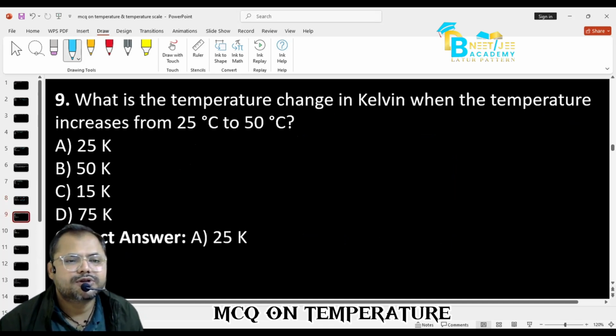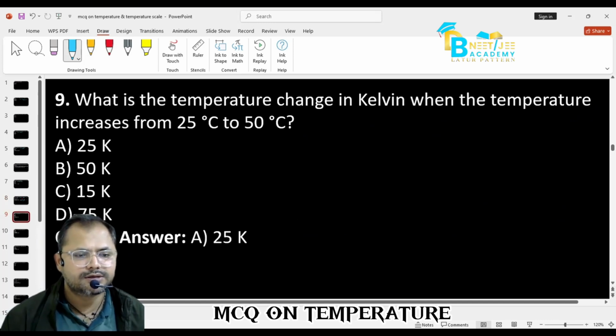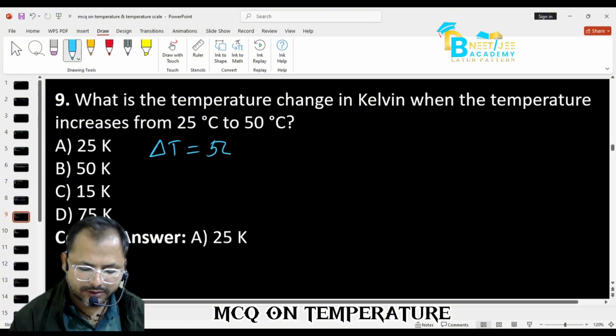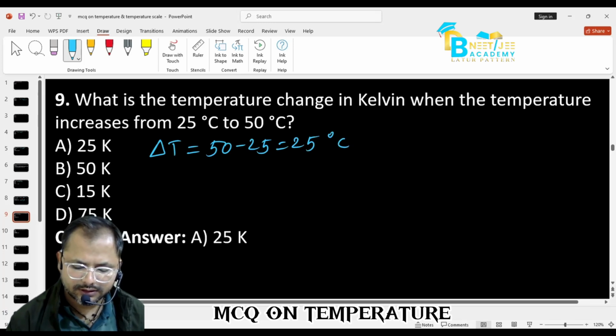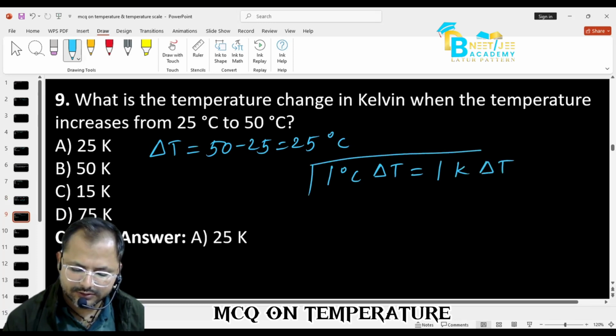What is the temperature change in Kelvin when the temperature increases from 25 degrees Celsius to 50 degrees Celsius? So the change in temperature is equal to 50 minus 25, equal to 25 degrees Celsius. Remember one thing, a 1 degree Celsius change in temperature is equal to a 1 Kelvin change in temperature. This is the concept.